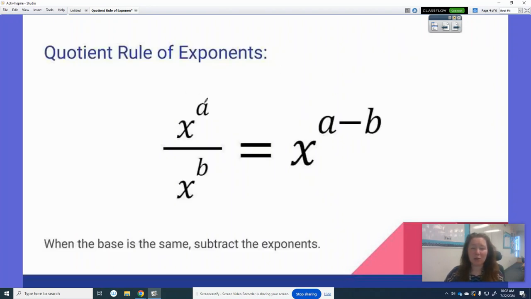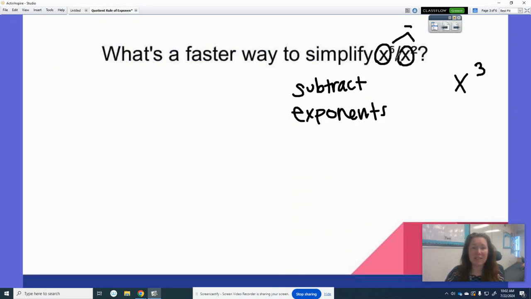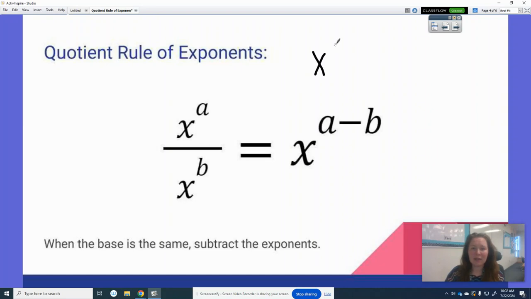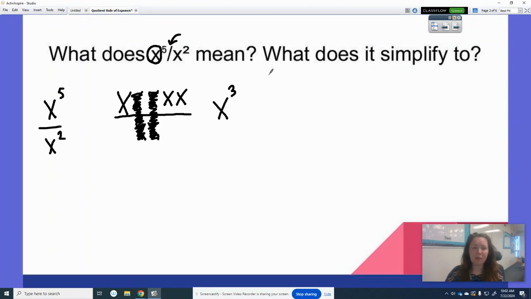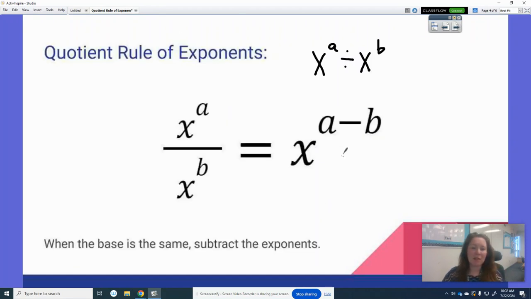So here we have our quotient rule of exponents. You might see it written like this as a fraction, like this with a slash, or even like this with an actual division symbol. They all just mean the same thing. They all mean what we looked at two slides ago, where you divide top by bottom and cancel it out. And remember, when subtracting the exponents, the top exponent minus the bottom exponent matters. It has to be the top one first minus the bottom one. That only works when the base is the same.